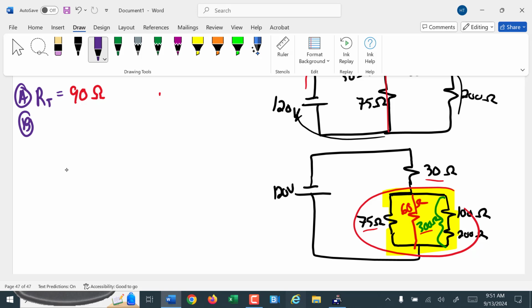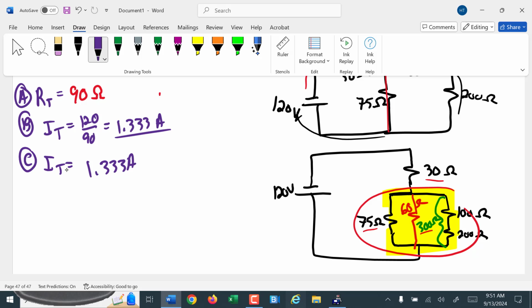So for part B, total current. 120 divided by 90 gives us 1.3333. C. I was going to say, I asked for total current again. Apparently, I really wanted to make sure you knew how to do the total current. For D, I1. So current 1 is just the total current. Whatever the total current is here has to go through I1. There's no place for it to split.